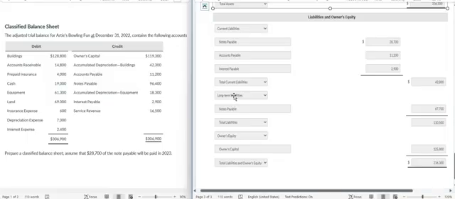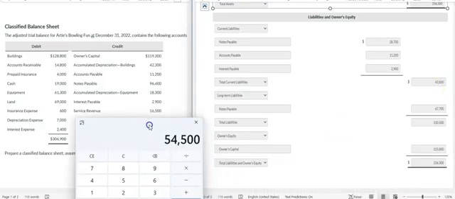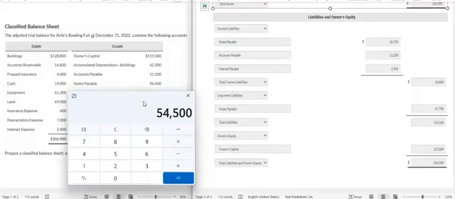So when we're listing out our liabilities, we need to report the accounts payable, the current portion of the notes payable, and the interest payable. The current portion of that note payable is $28,700. So our current liabilities: notes payable of $28,700, accounts payable of $11,200, and interest payable of $2,900. Total current liabilities $42,800.